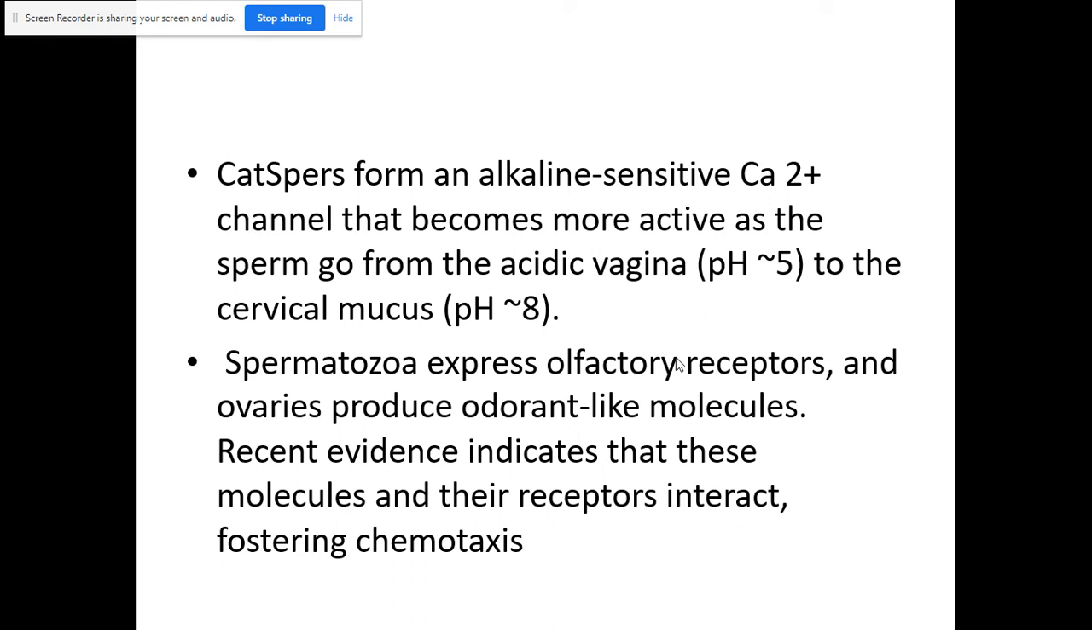Sperm from knockout mice that do not express CatSper 1 to 4 have altered motility and are infertile, emphasizing the important role of this protein. In addition, spermatozoa also express olfactory receptors, and ovaries produce odorant-like molecules. There is recent evidence that these molecules and their receptors interact, fostering movement of the spermatozoa towards the ovary. This we call chemotaxis.